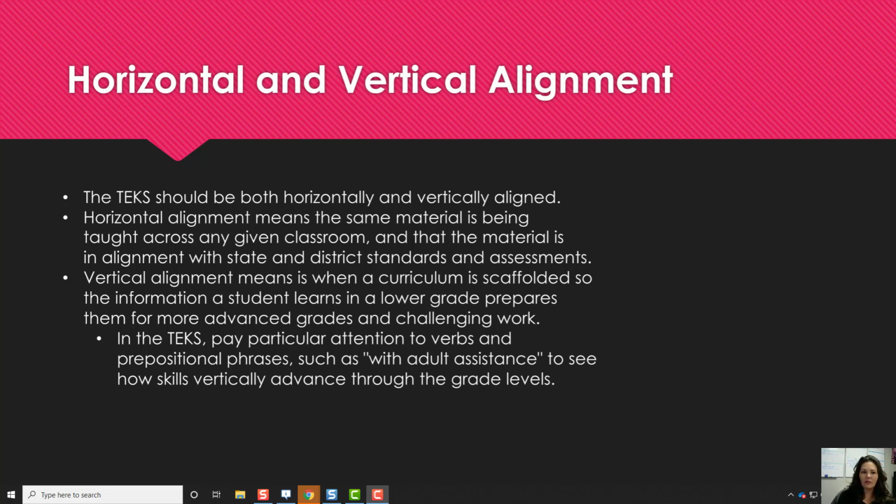And the material is aligned with state and/or district standards. So we're prepping those students. They're learning the material that they're going to be assessed on throughout the school year or at the end of the school year. Vertical alignment is when a curriculum is scaffolded so that the information a student learns in lower grades prepares them for more advanced grades and challenging work.